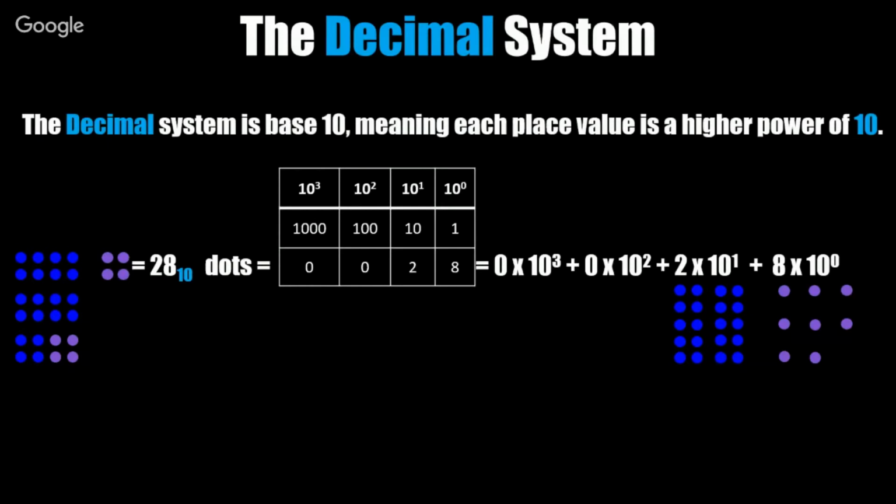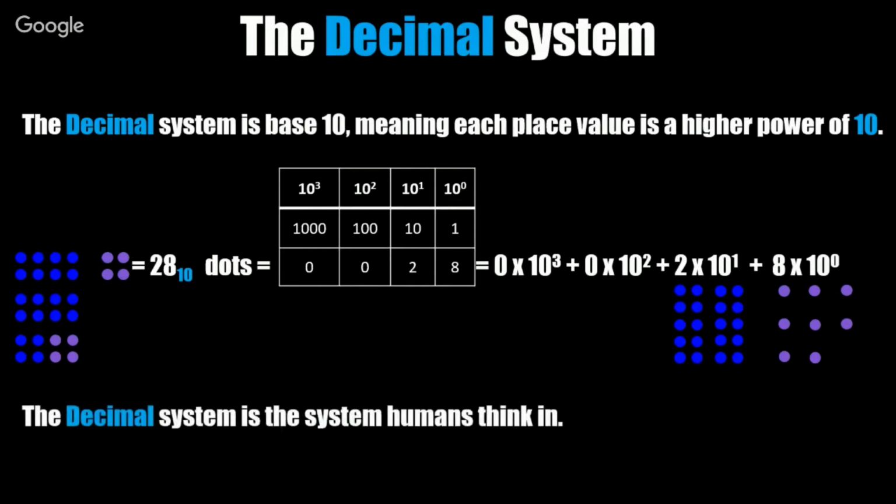Each place value in decimal represents a higher power of 10, starting with 10 to the 0, which is 1, or the ones place. There are 8 1s plus 2 10s, which gives us 28. You can also see this on the right, where I've rearranged the dots to make it more clear.